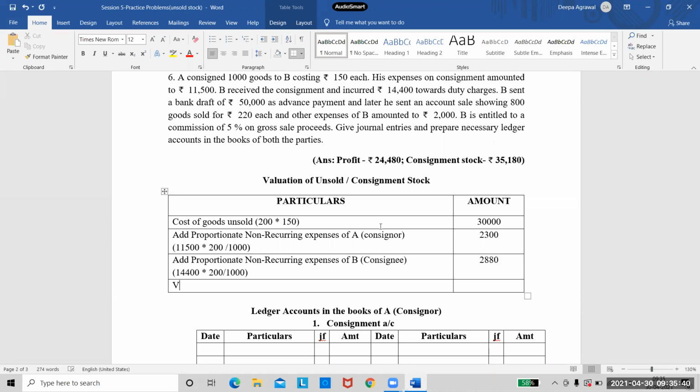So we come to the final now. So the final value of unsold or consignment stock. So we have to add the three values. So you will get the value of the unsold or the consignment stock. So it would be 2,880 plus 2,300 plus 30,000. So 35,180 is the value of our unsold stock, which we are going to take on the credit side of the consignment account. Right?